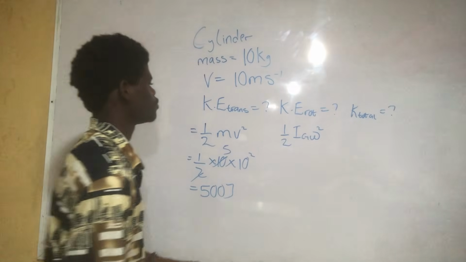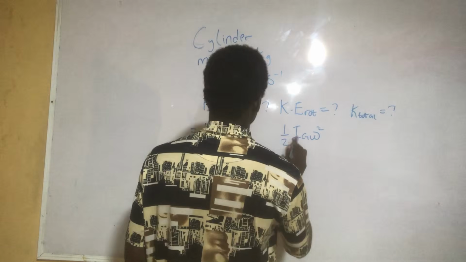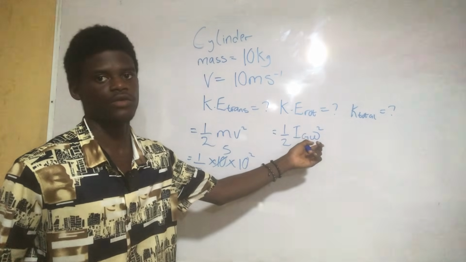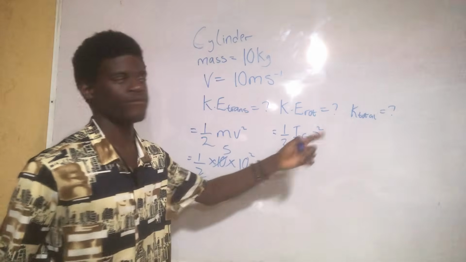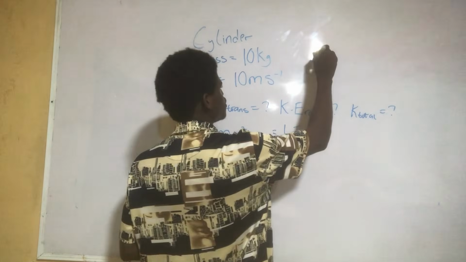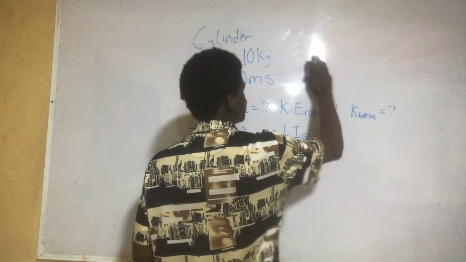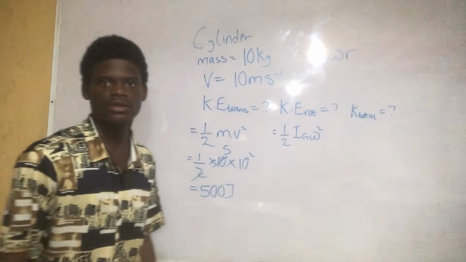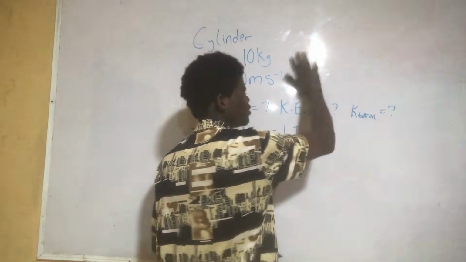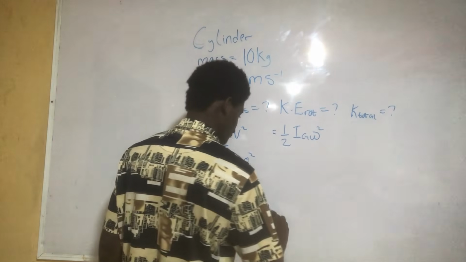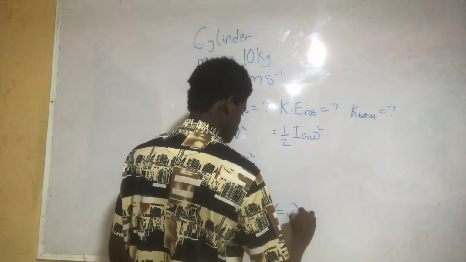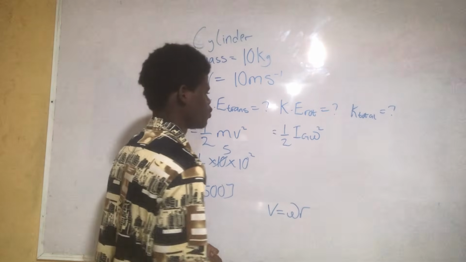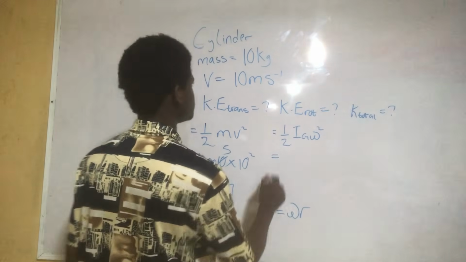Now, to get this, since they didn't give us the value for angular velocity, we know that linear velocity is angular velocity times r. Can you see it? You cannot see it there. So you should know that linear velocity is angular velocity times r. I hope you remember this formula.